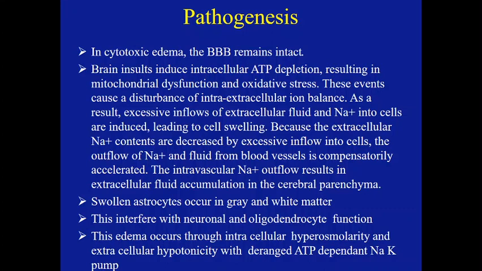Swollen astrocytes occur in gray and white matter. These interfere with neuronal and oligodendrocyte function. This edema occurs through intracellular hyperosmolarity and extracellular hypertonicity with a deranged ATP-dependent sodium-potassium pump.